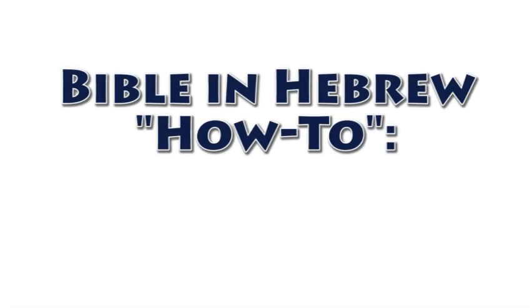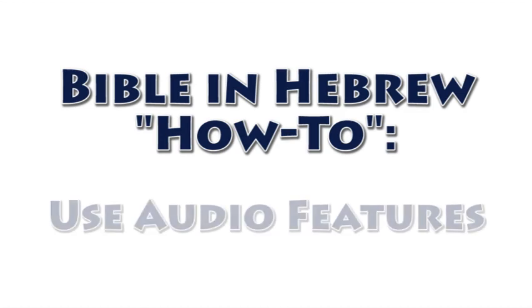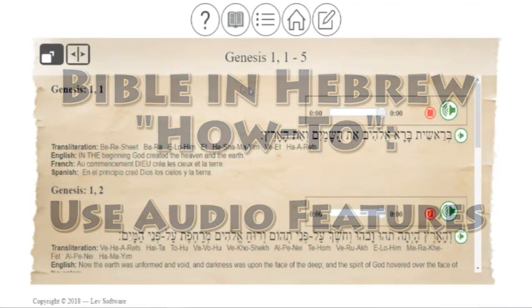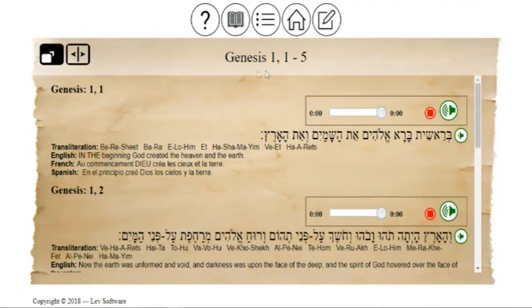My name is Bettina, and in this tutorial, I'll show you how to best use the audio features. When you begin using BibleInHebrew.com, the first 5 verses of Genesis are selected by default. Notice the green speaker icons on the right of each verse.